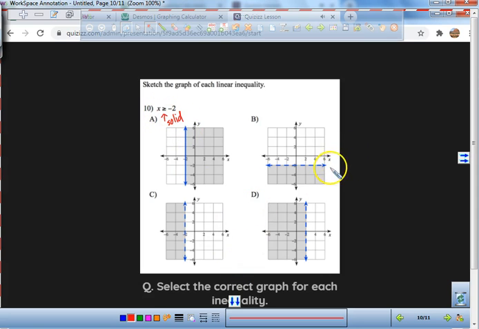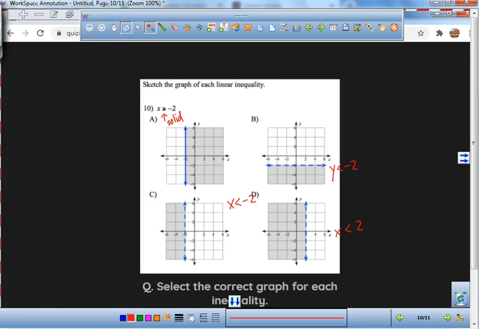Now, by the way, do you know what this one would be? This one would be y is less than -2. This would be x is less than 2. And this one right here would be x is less than -2. Okay? So if it's solid, it has to have that equal to. If it's dotted, it's going to just have the inequality sign. Okay? Horizontal is always y equals, vertical is always x equals.